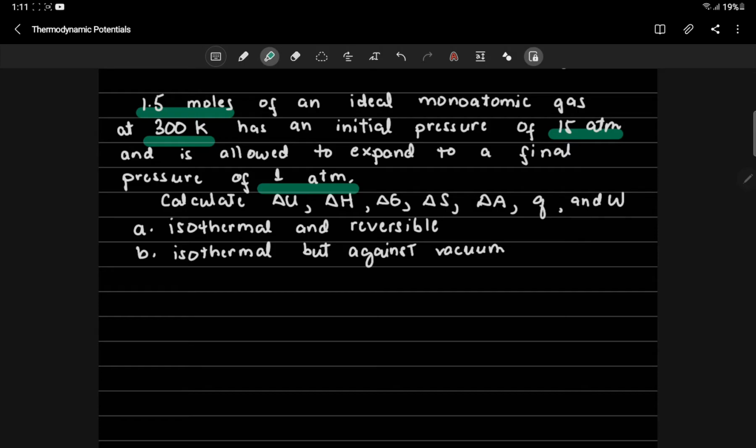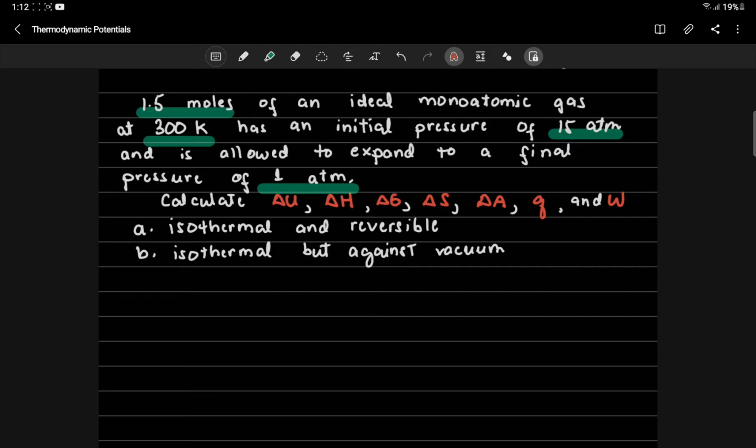So, ang kailangan nating i-calculate dito are the following: internal energy, enthalpy, Gibbs free energy, change in entropy, change in Helmholtz free energy, heat, tsaka si work. And we will do that for the two cases. Number one, if the expansion is isothermal and reversible. And number two, if the expansion is isothermal but against a vacuum.